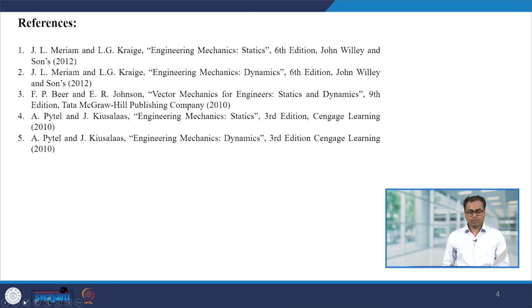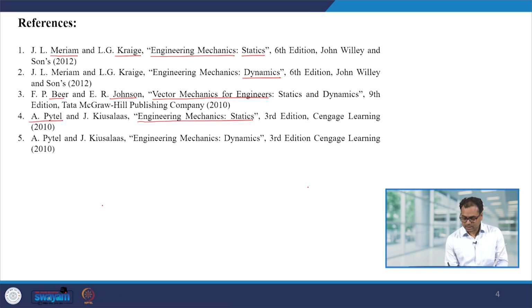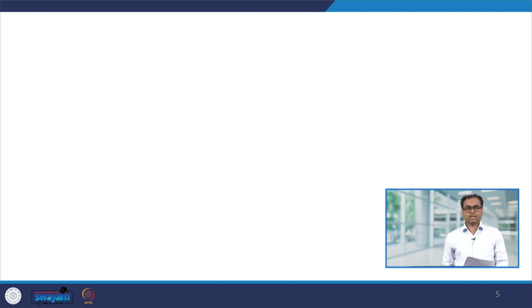In this course, we are going to follow these reference books. The first one is by Meriam and Kraige and the title is Engineering Mechanics, Statics, and by the same authors, Engineering Mechanics, Dynamics. We will also follow the book by Beer and Johnston, Vector Mechanics for Engineers, and by Andrew Pytel, the book on Engineering Mechanics, Statics and Dynamics. So, most of the figures and most of the questions are taken from these reference books. Now, with this very brief discussion about the course content, let us come to the topic.